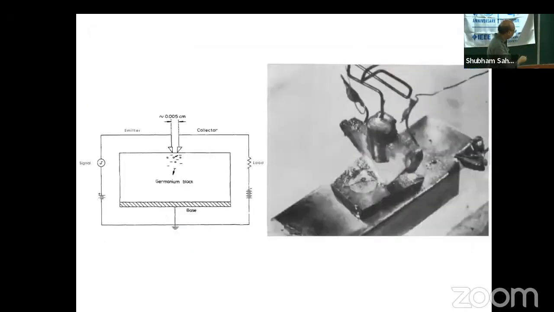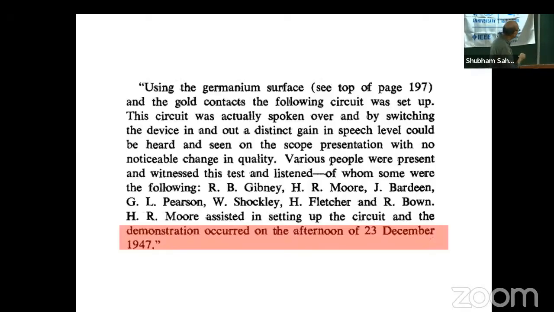So this is a diagram that many of you would have seen, the famous diagram of the first point contact transistor here. Let me read. Using the germanium surface and the gold contacts, the circuit. Now, the way they tested the circuit, they made a demonstration that they were getting amplification through voice amplification. So the circuit was actually spoken over, and by switching the device in and out, a gain in speech level could be heard and seen on the scope presentation with no noticeable change in quality. So it was a visible demonstration of, look, we are able to do amplification using this new device here.